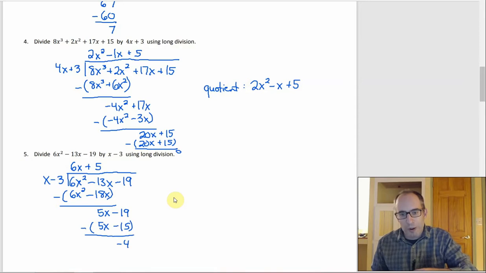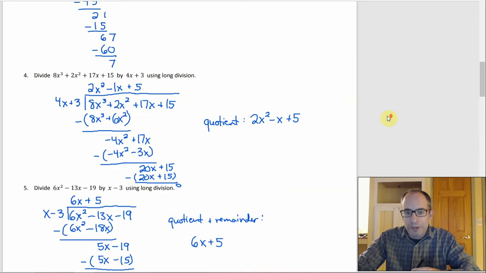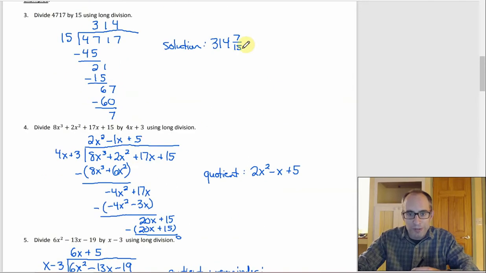All right, so then what we're going to end up with here, I guess you could either say this is your solution or it's the quotient and the remainder. So our quotient was 6x plus 5. And then if I scroll up for a second, just notice how we wrote the remainder here as 7 over 15. Because we ended up with the 7 left over and then divided by that divisor of 15.